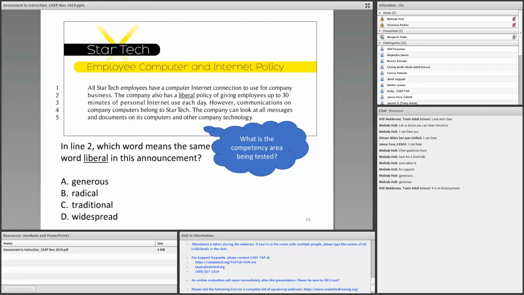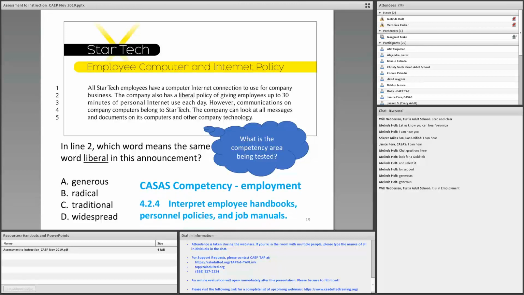Yay. Thank you, Will. It is employment. It's coming from an employment handbook, and that would be the competency employment, particularly interpret employee handbooks. Very good. Thanks, Will, for participating. I love it.